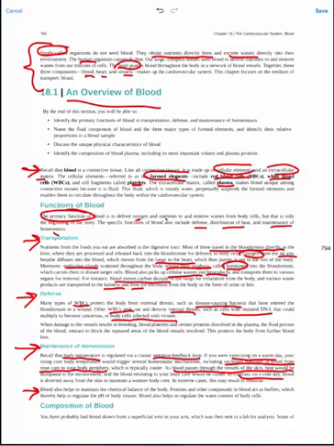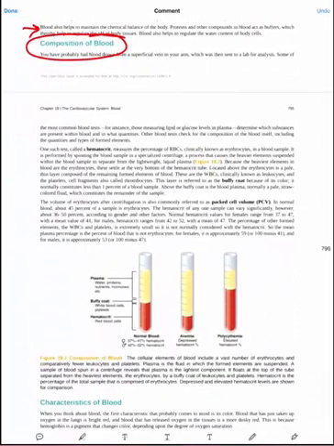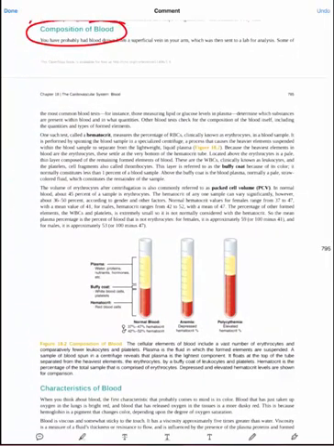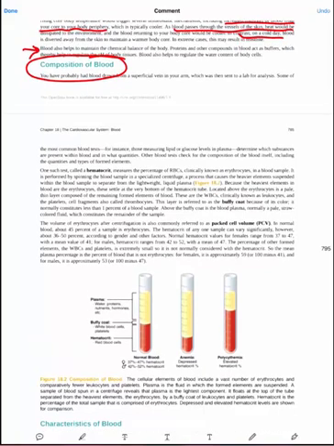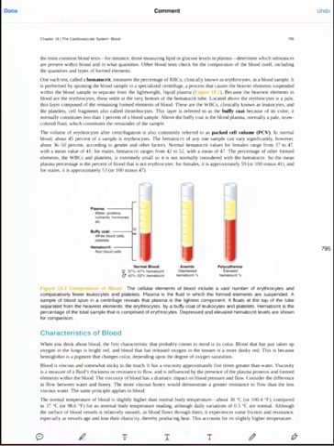So then we're going to move down to the composition of blood. We'll scroll up here and get onto almost our whole next page. At the top here it says you have probably had blood drawn from a superficial vein in your arm. We'll talk about which one that is when we do our laboratory, which was then sent to a lab for analysis. So we're going to move on to the next page here.